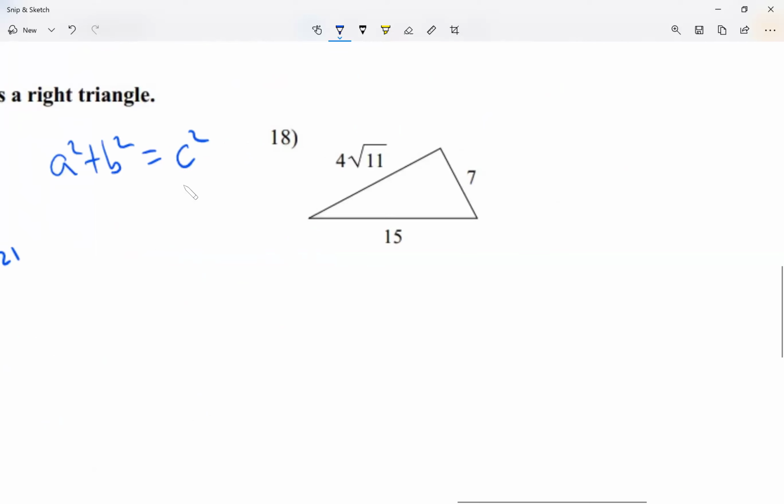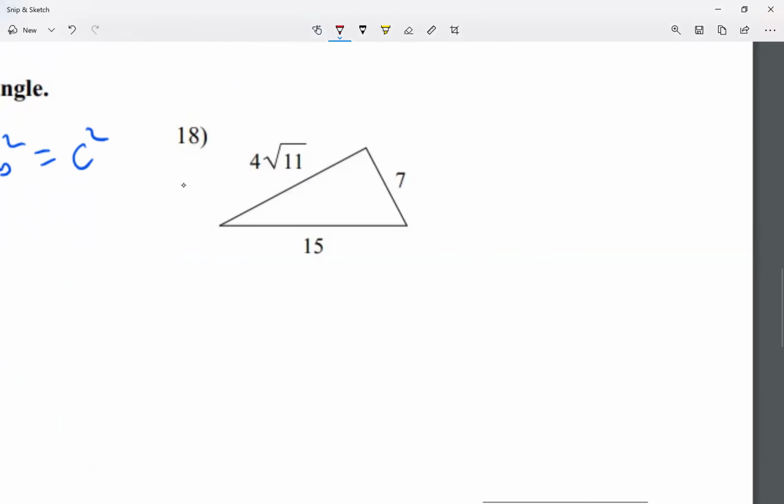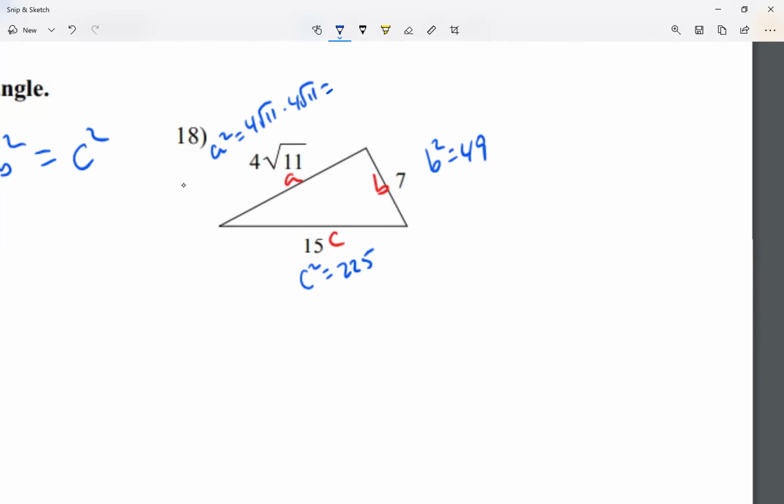Okay. Question number 18. Let me label my sides as A, B, C. The one that is diagonal is my C, and then the other ones are A and B. Let me do the B and the C first. If B is 7, B squared is 49, because 7 times 7. If C is 15, C squared is 225. Now my problem is A squared. A squared is 4 radical 11 times 4 radical 11. So that's 16 times the square root of 121, which is 11. So 16 times 11 is 176.